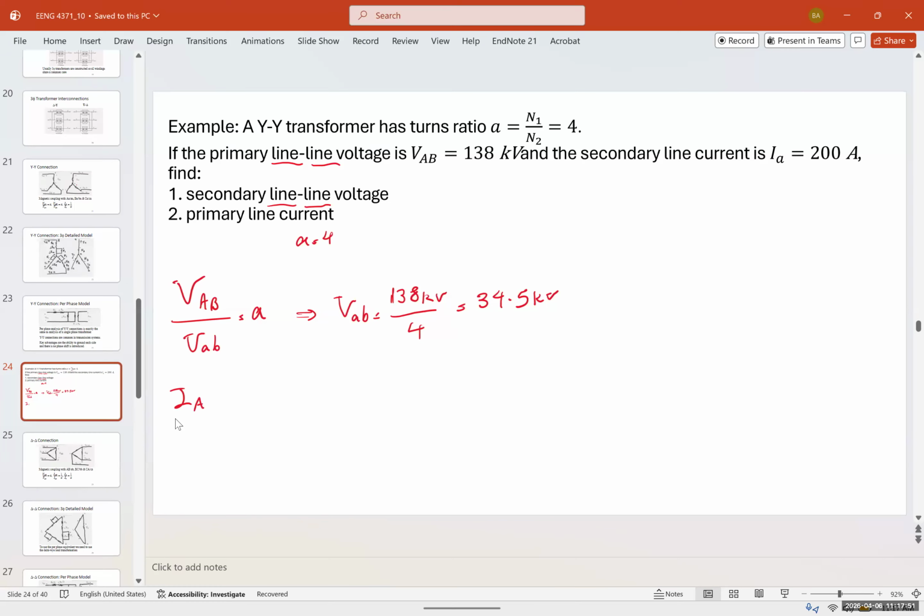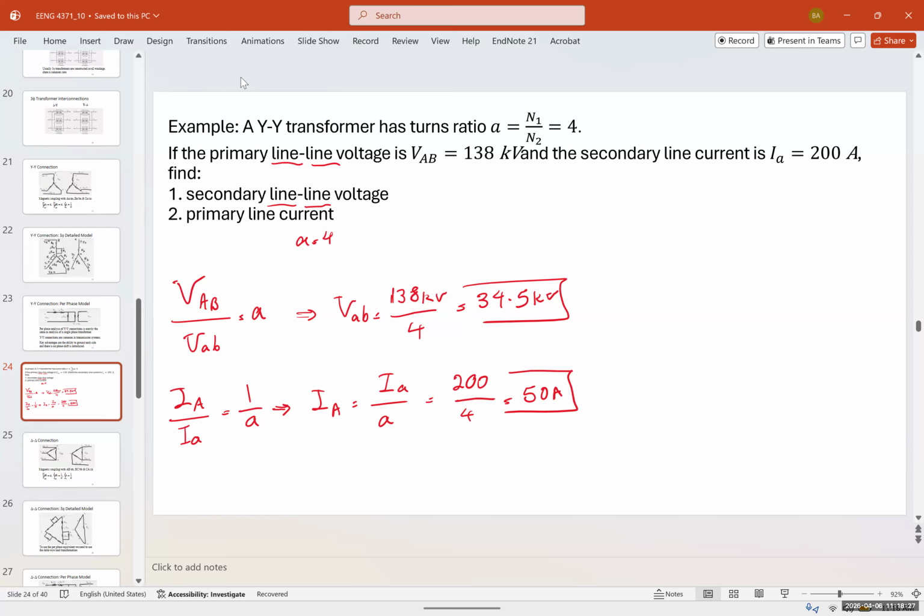Now, the line current, and by the way, the line current is going to be the same as the phase current in the star connection. So Ia over IA is 1 over A. Therefore, Ia would be equal to IA over A. This is the primary, by the way, which is 200 divided by 4, and that gives us 50 amps. Simple and easy.